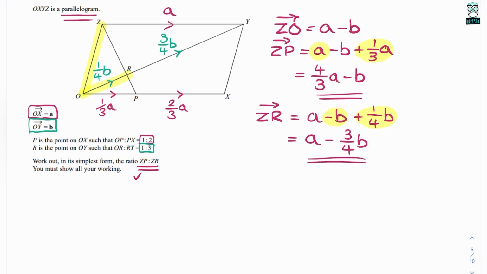Now, that vector z to r is the smaller part of the line. So if we think about this vector, 4/3 a minus b being the full length, and I'll write that as the full length.